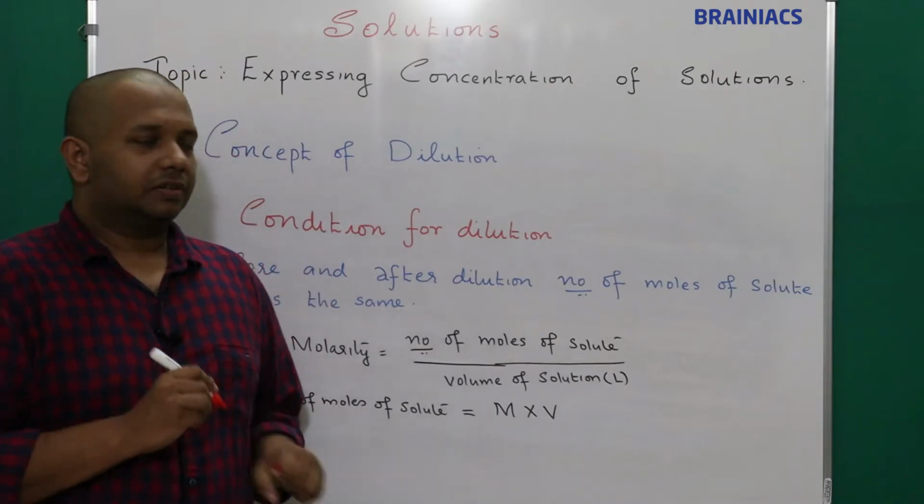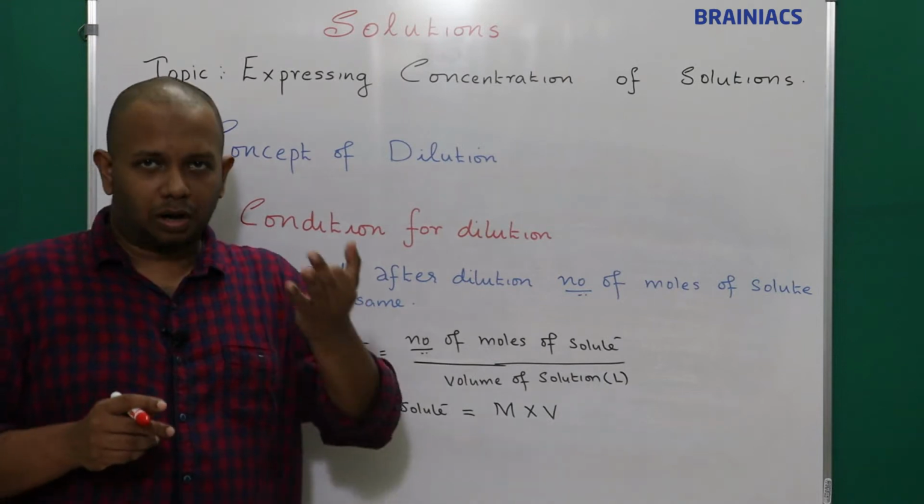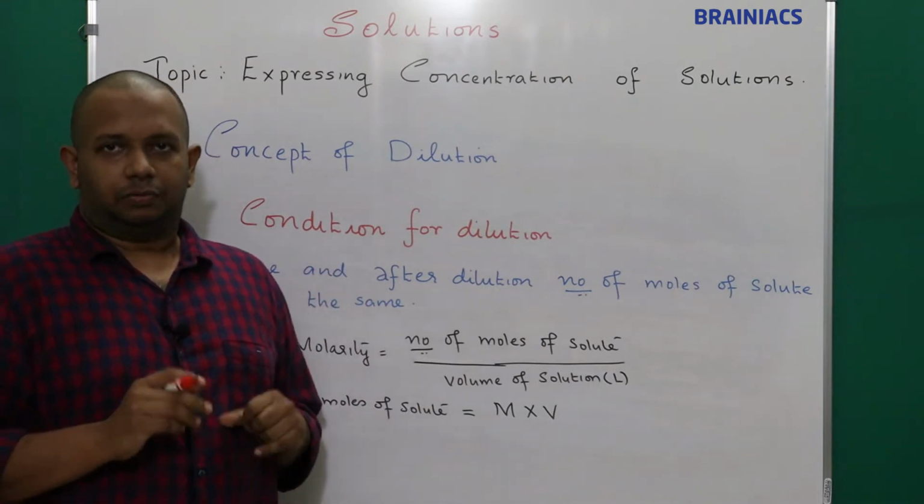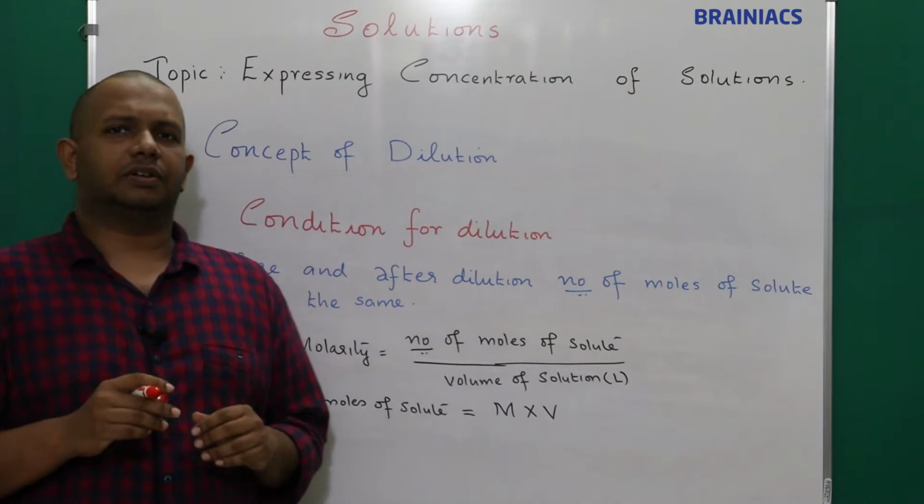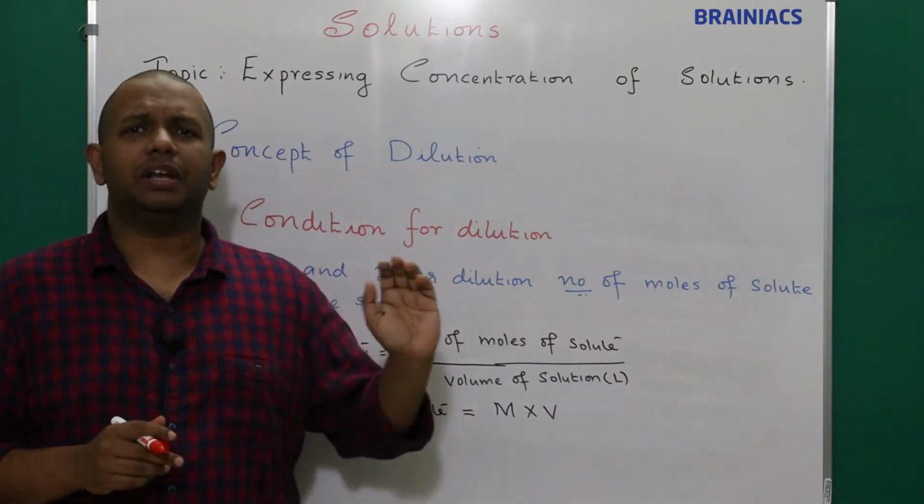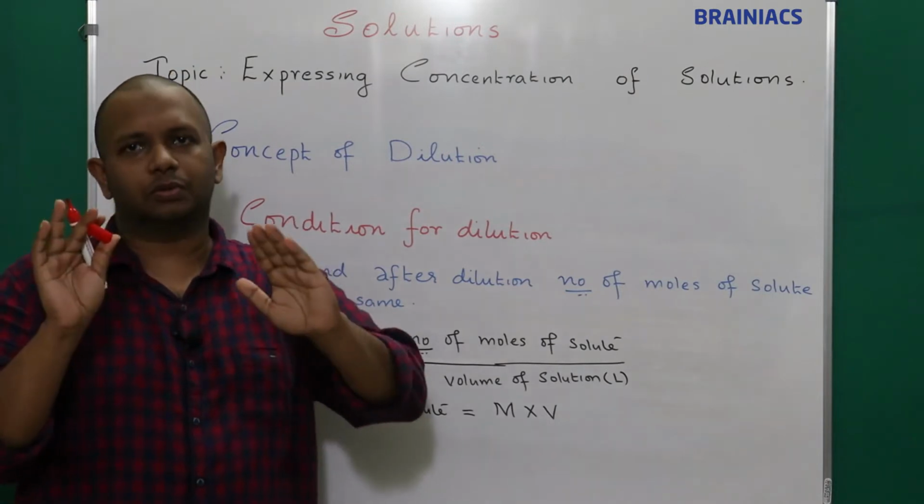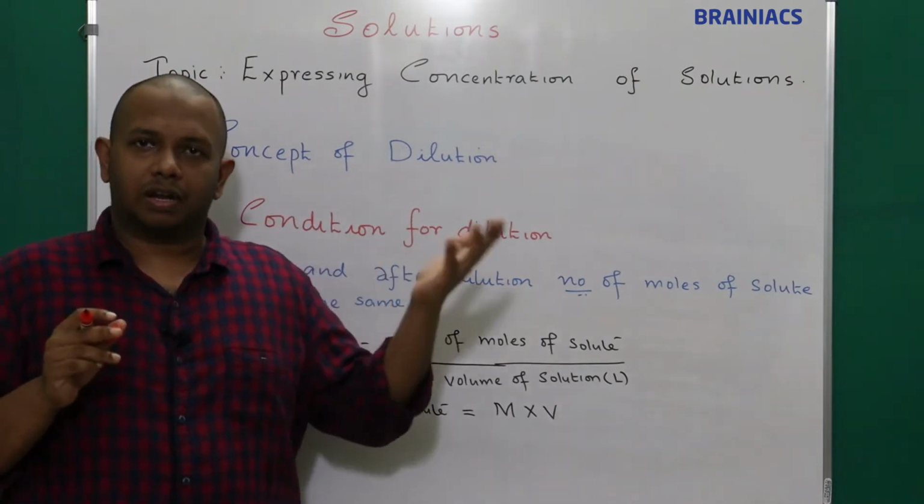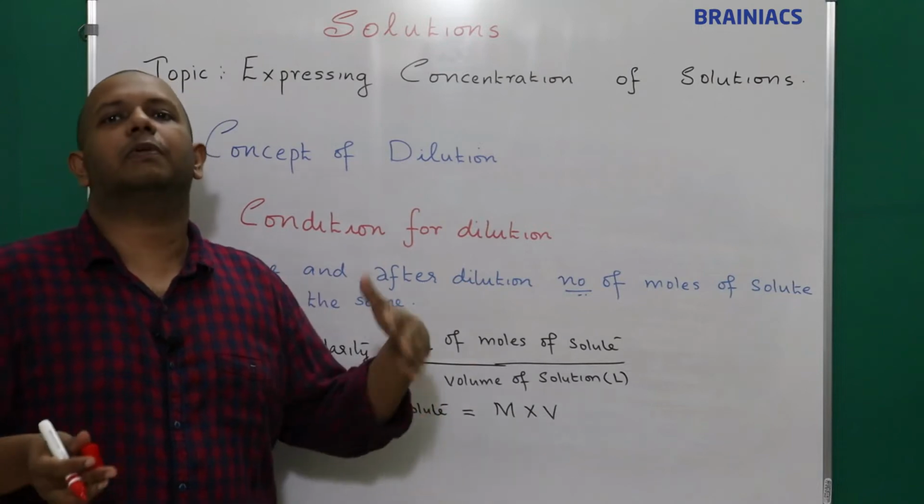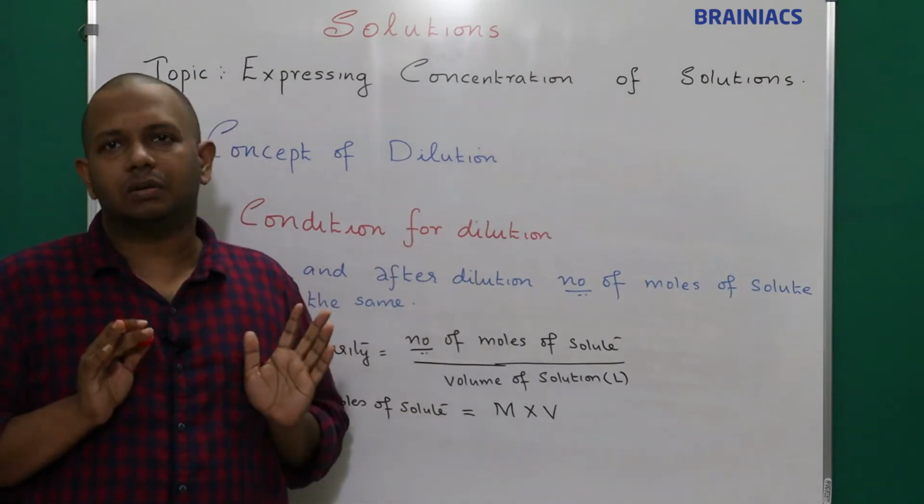Next we are going to discuss the condition for dilution, or how to derive a formula for dilution. Very simple to understand. Now, we have seen that during dilution, what was remaining constant? We learned that the number of moles of the solute was remaining constant, or the amount of solute was remaining constant, or the number of gram equivalents of the solute was remaining constant.